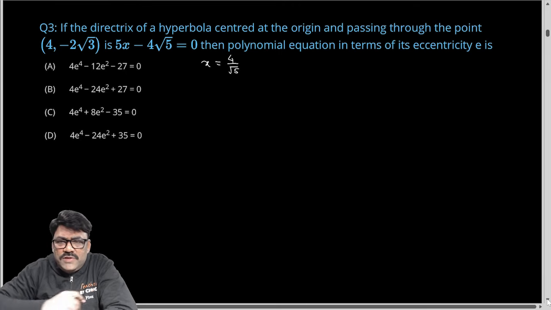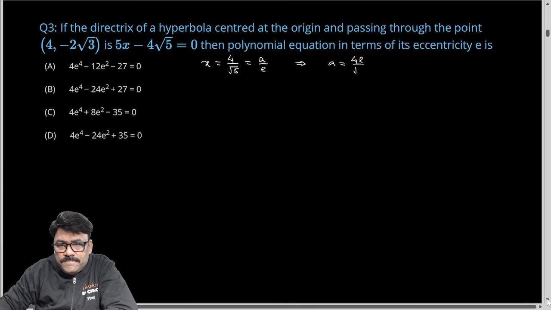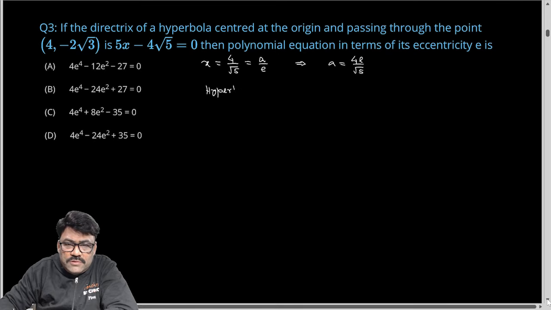And your hyperbola is in standard form x square over a square plus y square over b square is equal to 1. So directrix will be x is equal to a over e. So hence you can say that a is actually 4e by root 5. Now your hyperbola is what? Hyperbola is x square over a square minus y square over b square is equal to 1.